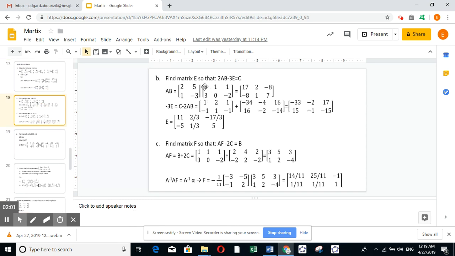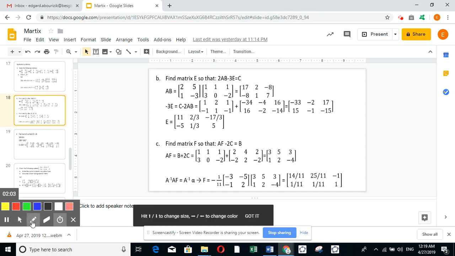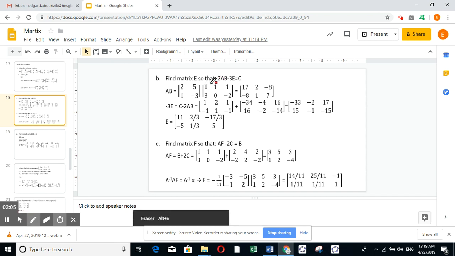Now, this is a recall of things we did before. Find matrix E so that 2AB minus 3E equals C. To find 3E, first of all, I need to find the product AB. This is A times B, 2 by 2 and 2 by 3, so I get a 2 by 3. As we did in the first video for multiplication, I multiply row and column, then row and column, and add. We have this in the first video, you can check it by yourself.